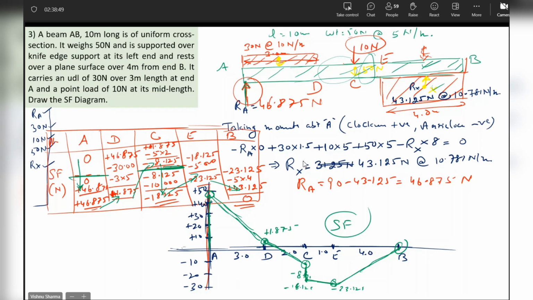If you can revisit these two questions, revisit the steps: A, making of the diagram; B, calculation of the reaction; C, identification of the critical points; D, making of the SF table; and lastly, making of the SF diagram. These 5 steps, 6 steps, depending on how you break them, will be the steps that you take to get the SF diagram correctly in the shortest possible time, so that you don't unnecessarily waste your time in the exams.